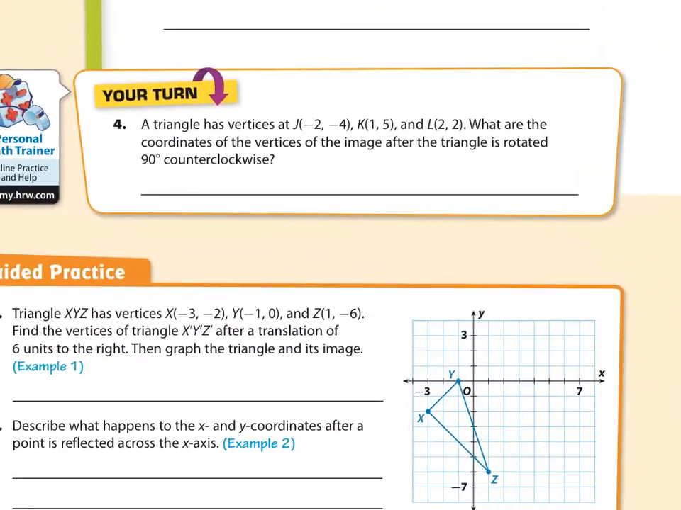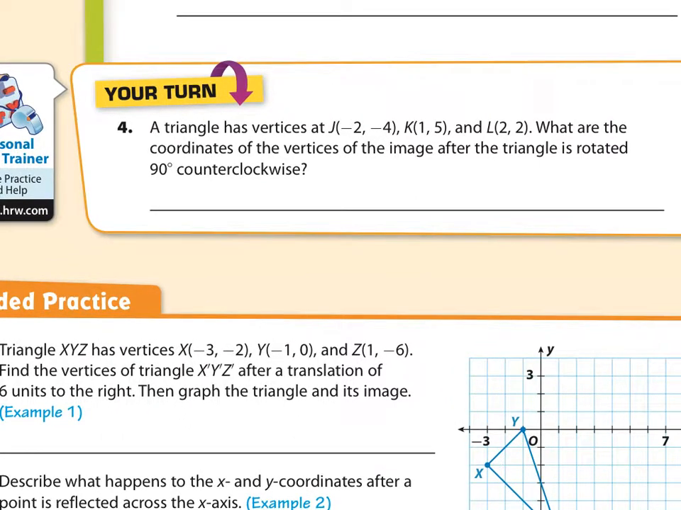Number 4. A triangle has vertices at J, K, and L. What are the coordinates of the vertices of the image after the triangle is rotated 90 degrees counterclockwise? And this 90 degrees counterclockwise is the rule, if you look on the previous page, x comma y transforms to -y comma x. So this means that we're going to take the y, we're going to change it, right? If it's positive, change it to negative. If it's negative, change it to positive. And then we're going to switch those two numbers, right? The x goes last. So let's try it out.